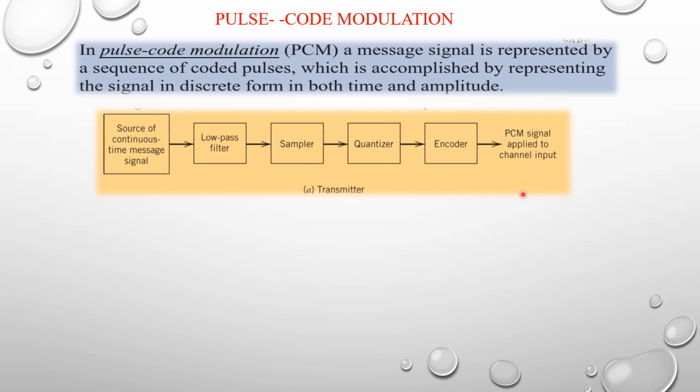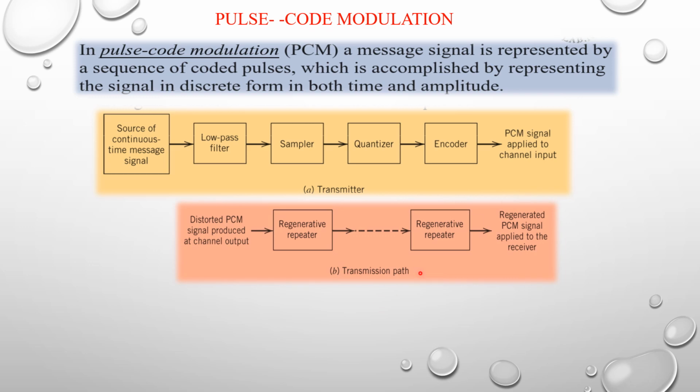The output of the encoder is connected to regenerative repeaters. A distorted PCM signal is produced at the channel output. This channel output is applied to regenerative repeaters, and the regenerated PCM signal is applied to the receiver. Across the regenerative repeaters, the distortion is much less compared with the encoder output. This is the transmission path, which consists of regenerative repeaters.